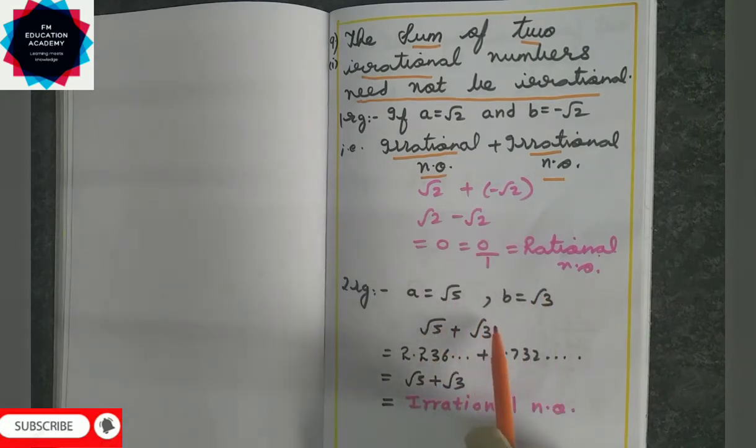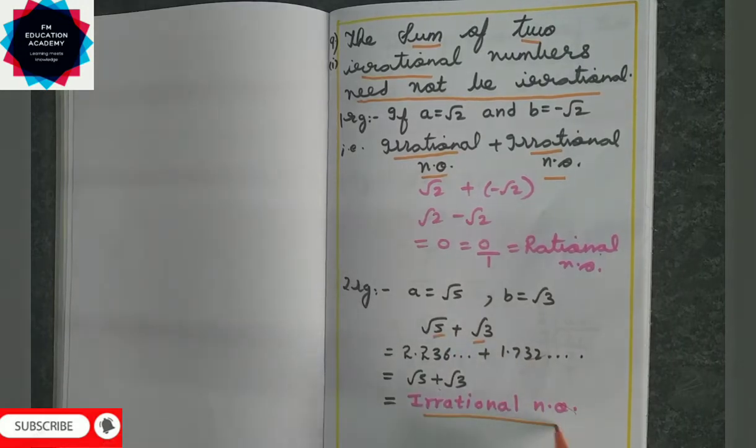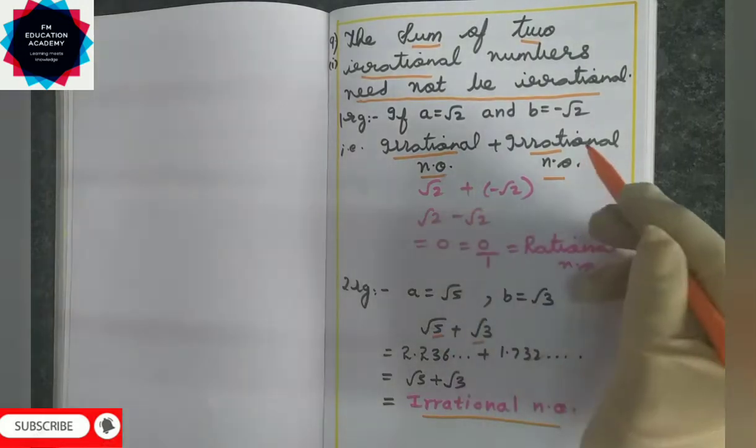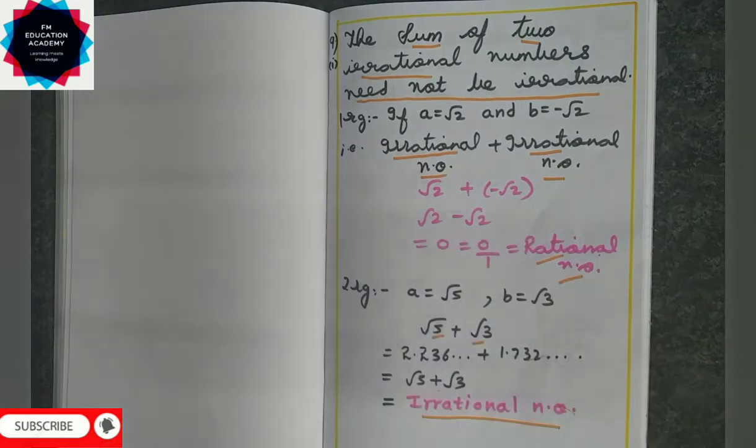When I add root 5 and root 3, root 5 can be expressed as 2.236 and so on, and root 3 can be expressed as 1.732 and so on. So here, 2.236 is root 5 and 1.732 is root 3. Here I cannot add both. Roots are there, the values are different, and they are non-terminating, non-repeating. So the result I am getting is an irrational number. That is, when I add two irrational numbers, I may get an irrational number, or I may get a rational number.